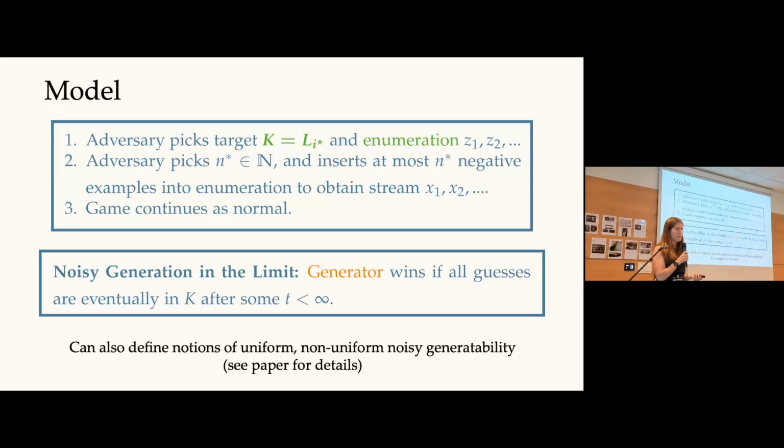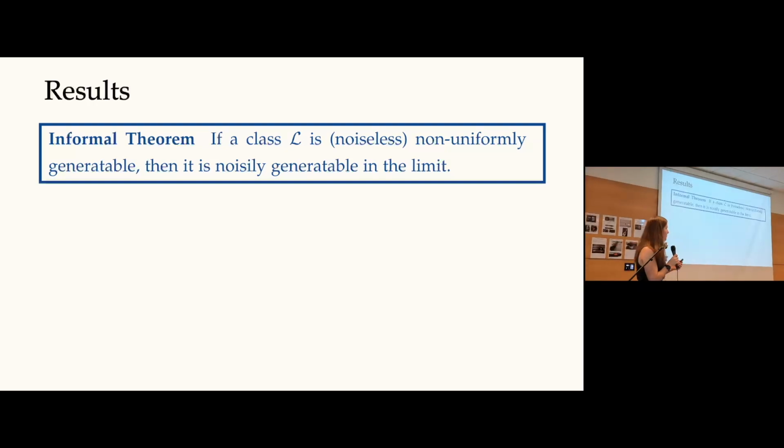And you can also identify notions of uniform and non-uniform noisy generatability, but I'll focus on this in the limit notion for this talk. And so one of the key theorems in this setting is that noiseless, non-uniform generation implies that we can noisily generate in the limit.